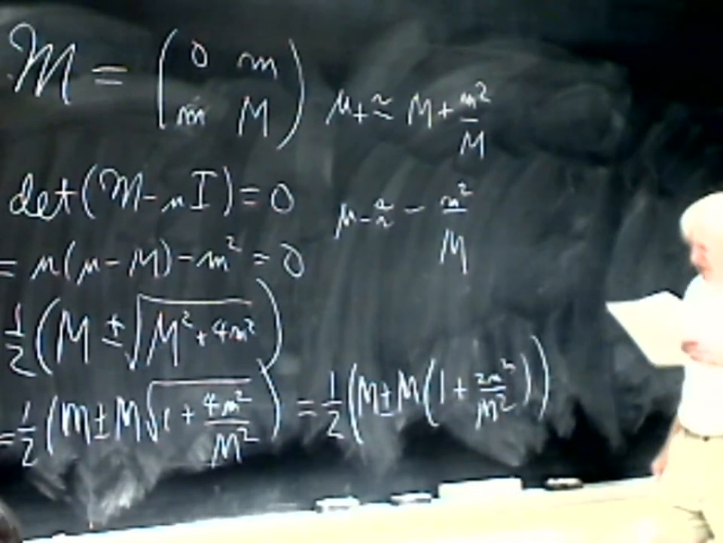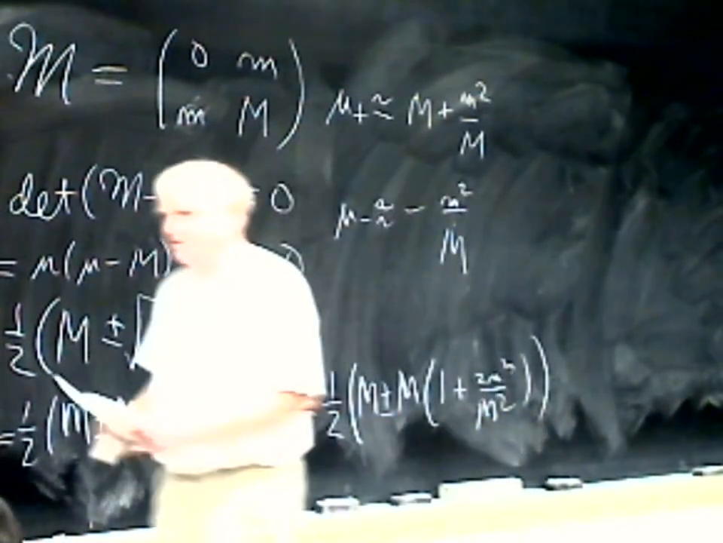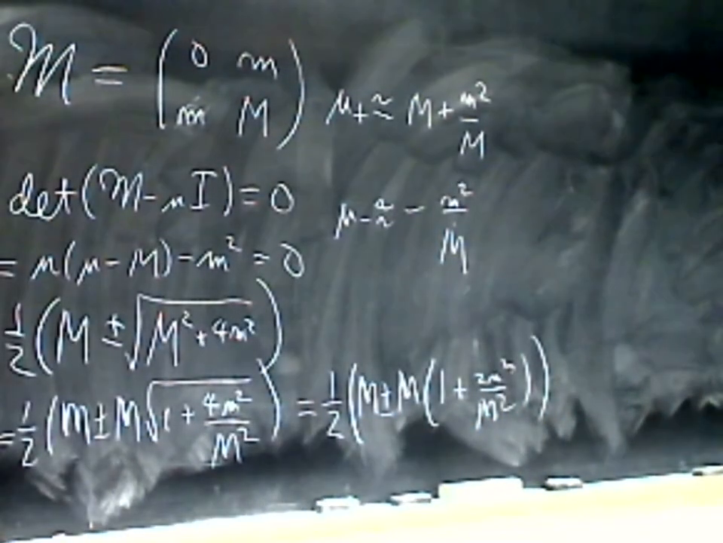Now you might worry, the mass is negative, it's a tachyon or something. Well, no. The mass parameter for a spin 1/2 particle can be positive or negative, and the mass is the absolute value of the mass parameter. So there's no problem there.